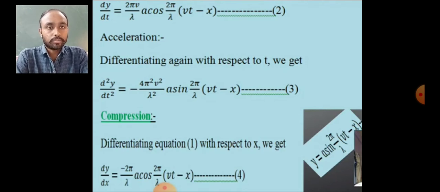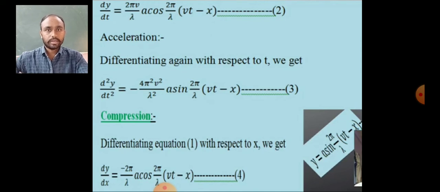Let us talk about the compression. Why the compression? Because when a wave is traveling into any medium, when particles are taking simple harmonic motion, the medium experiences either compression or rarefaction. Yes, we know this is the case with a wave, right? So the particle in the medium experiences either compression or rarefaction. So we have to see what exactly the compression is and how to find it.